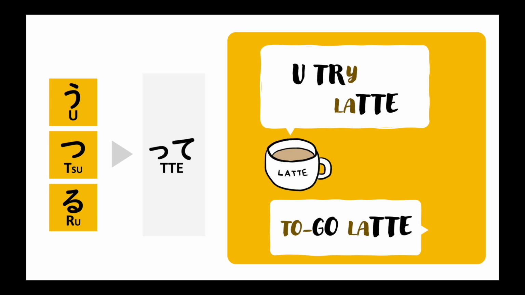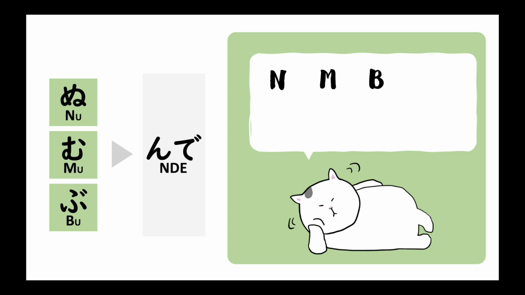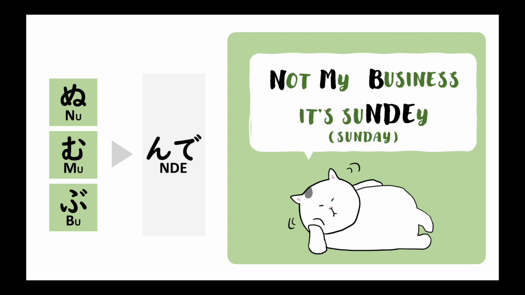To memorize this exception, think of a to-go latte. U-verbs ending with nu, mu, bu are changed to nde, so you can either memorize nu-mu-bu-nde or take the first character n, m, b and memorize this phrase, not my business, it's Sunday.